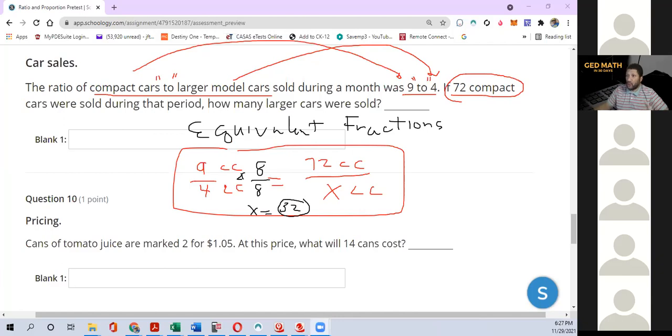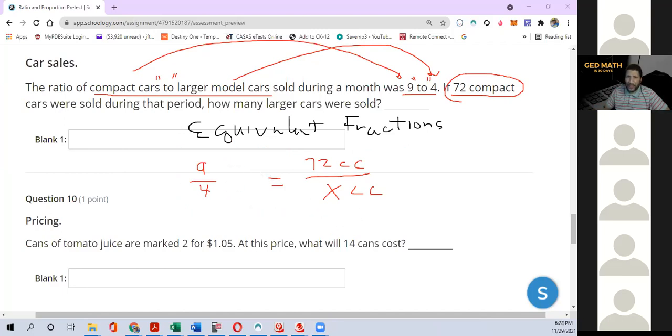Okay, let me just make sure. So we set it up, and let me erase some of this here. And now I'm just going to put the numbers. If we set this up as cross multiplication, what would we multiply first? Can somebody tell me? If I'm solving this using cross multiplication, what would I multiply first? 4 times the 72. Okay, I heard two people say 4 times 72. Now, it does not matter.